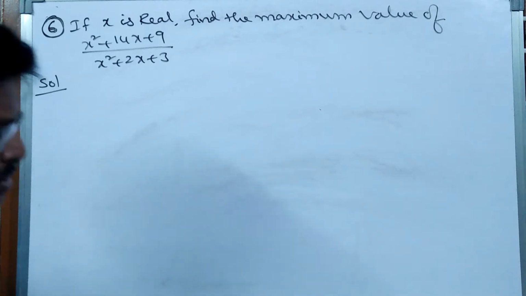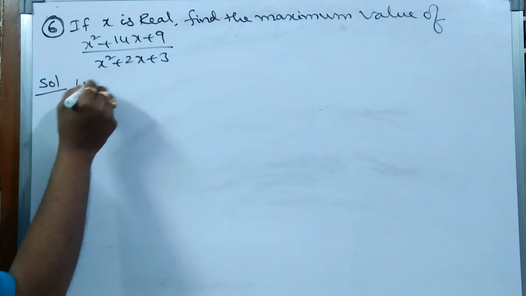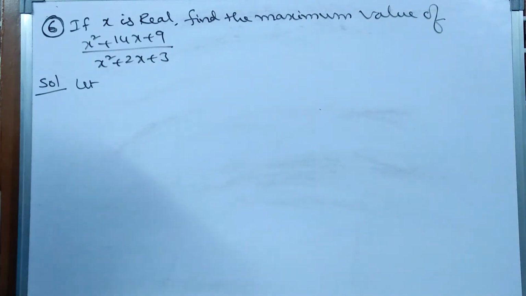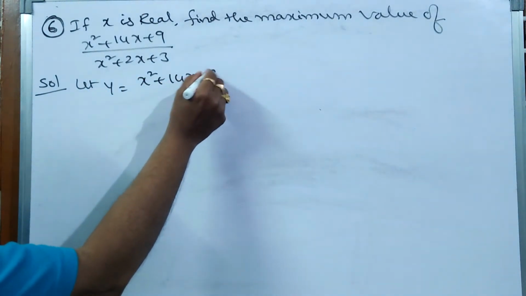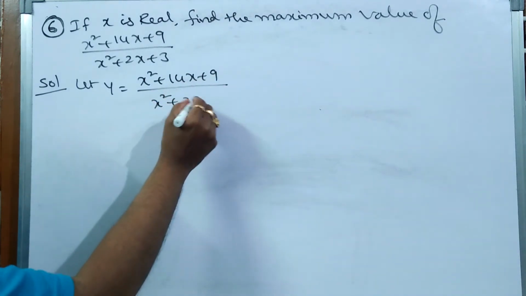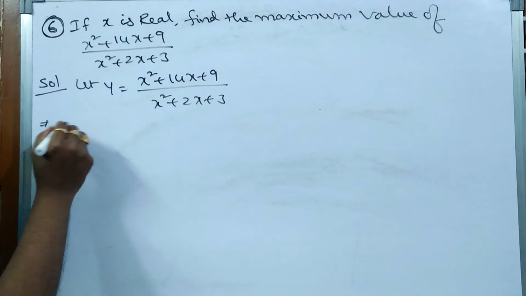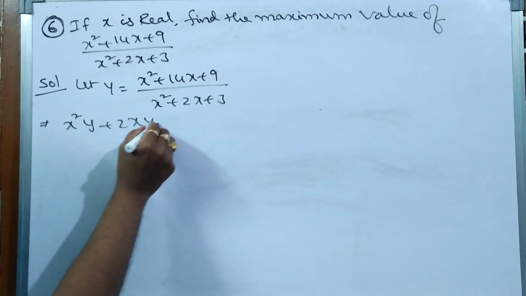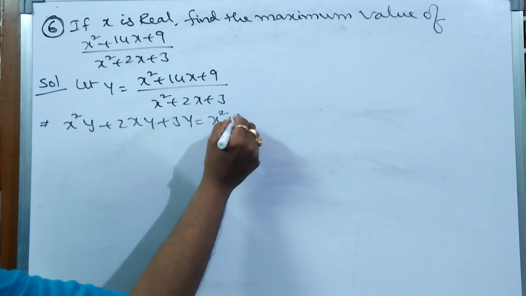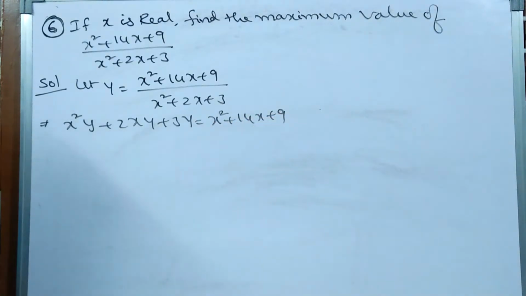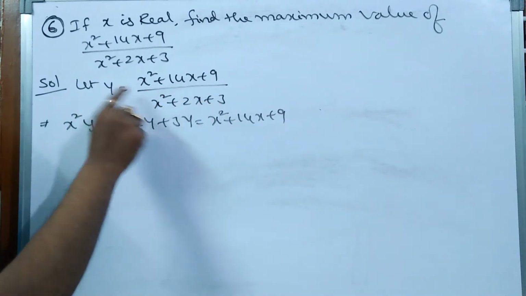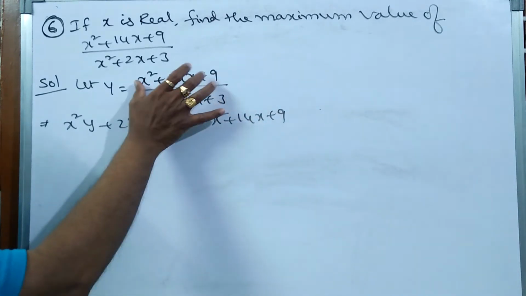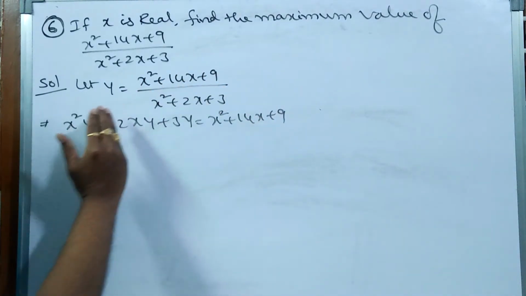Same model, so many problems we did till now. I told you already, almost all problems based on this model we are doing, because these problems are important for the final exam. Let y is equal to x square plus 14x plus 9 by x square plus 2x plus 3. Take cross multiplication: x square y plus 2xy plus 3y is equal to x square plus 14x plus 9. Here x square into y, 2x into y is 2xy, 3 into y is 3y, and this side I wrote as it is, x square plus 14x plus 9. Now bring all the terms to this side.